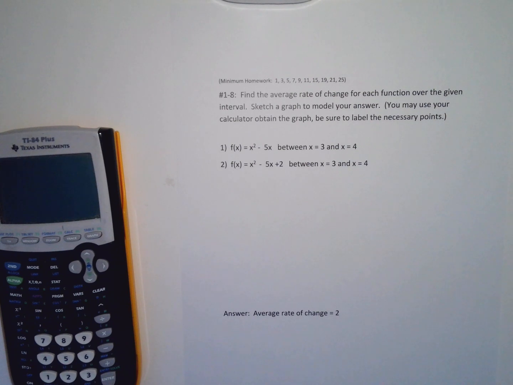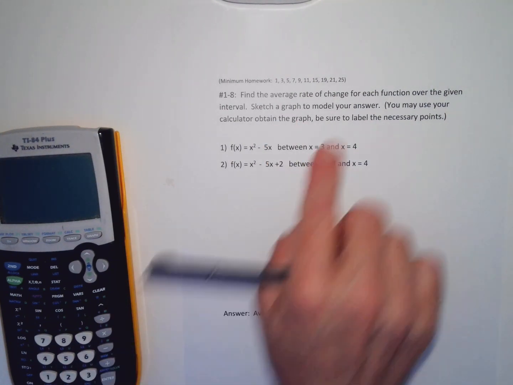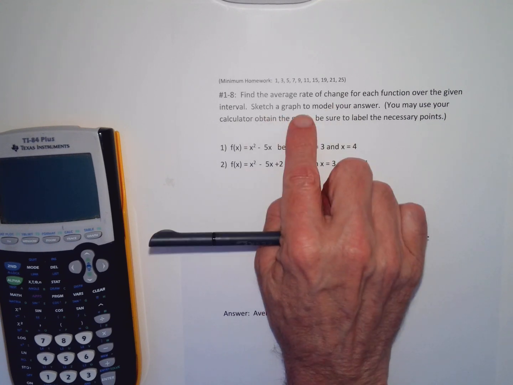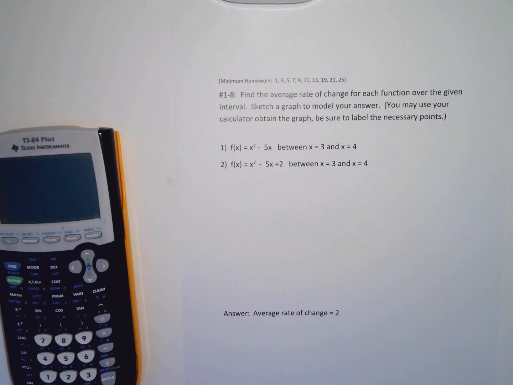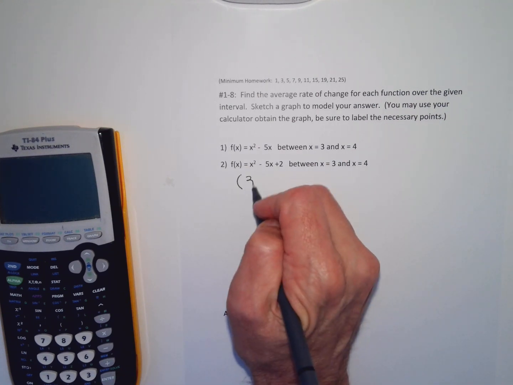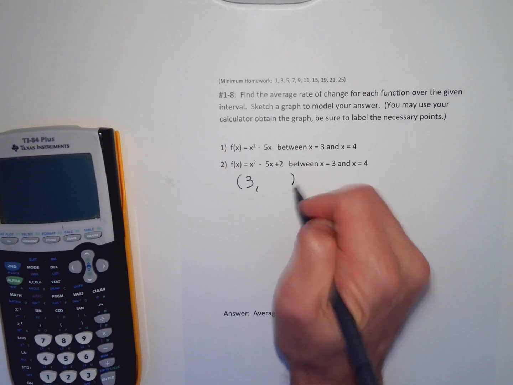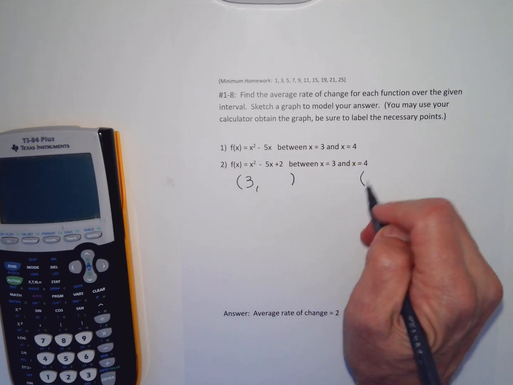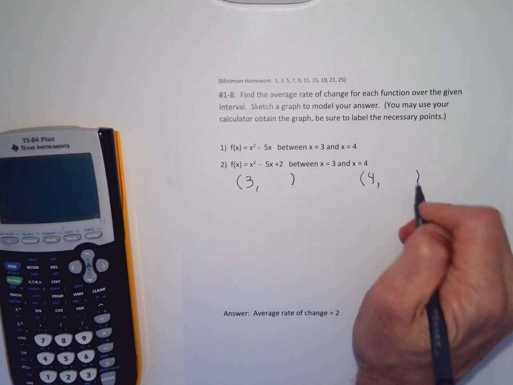So the first few problems come from the beginning of the section. They're just average rate of change. Find the average rate of change for the function over the interval. Sketch a graph to model your answer. So the average rate of change is simply the slope of a line that connects 2 points. And the first point has an x-coordinate of 3 in number 2. The second point has an x-coordinate of 4.